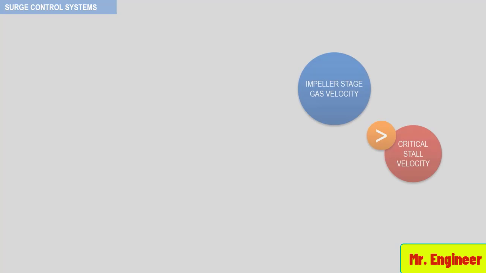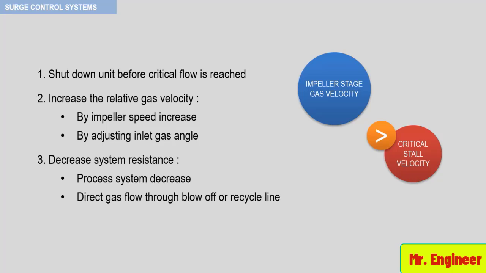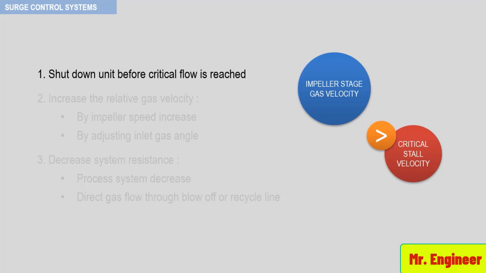In order to make sure that the impeller velocity always exceeds the stated critical velocity, a number of options are available. These options mainly fall into three categories: shutdown unit before critical flow is reached, increase the relative gas velocity, or decrease system resistance. For the first option, when you consider that most dynamic compressors are in critical service, so unspared, then this option is not possible.